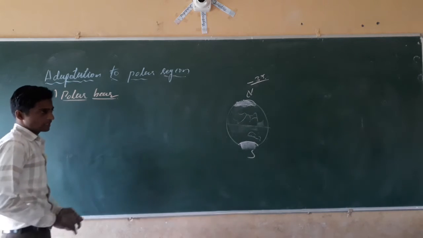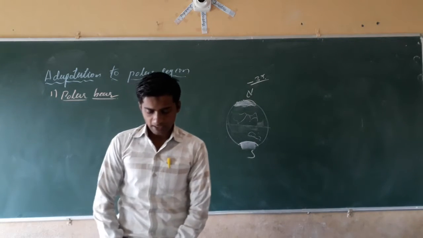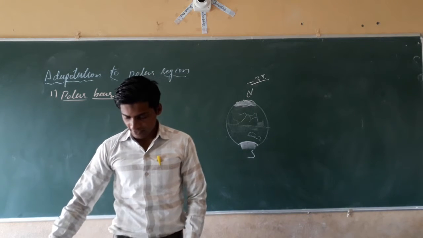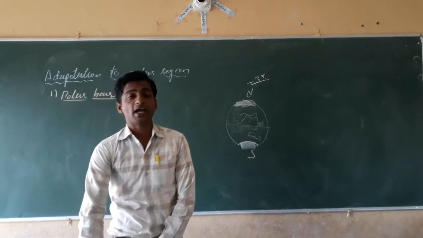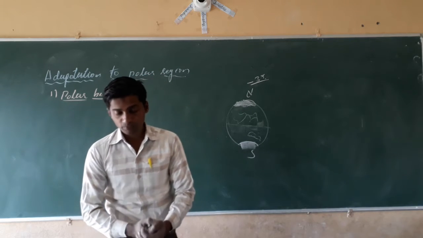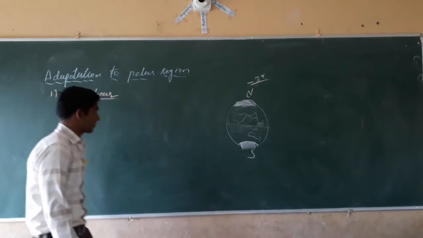Polar bear is a carnivorous animal, present in the polar regions. Then next we will see its salient features, polar bear salient features. It has thick fur, white thick fur.